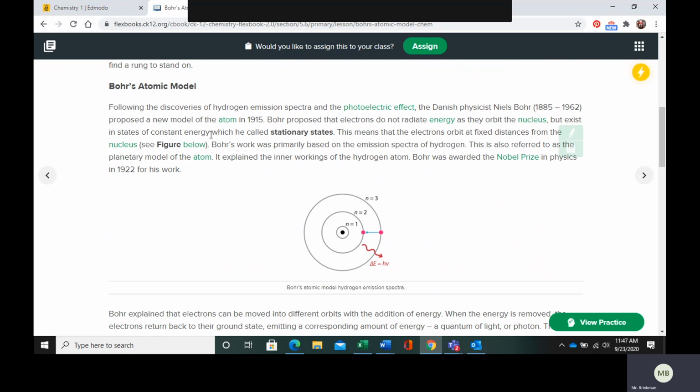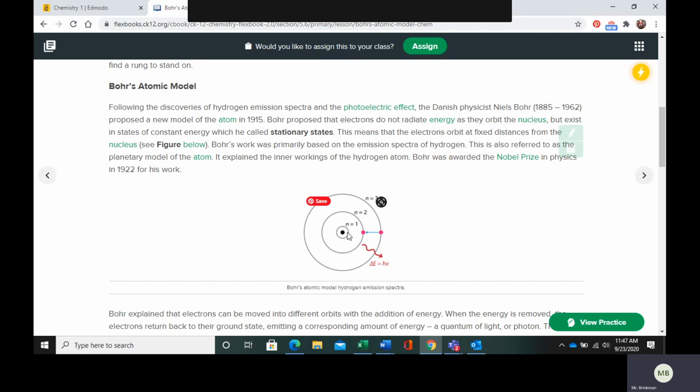His proposal is that electrons do not give off energy as they orbit the nucleus, but they're going to exist in states of constant energy called stationary states. Kind of like the planets revolve around the sun, the nucleus is like the sun, and the electrons are like the planets. So they are going to orbit at fixed distances around the nucleus.